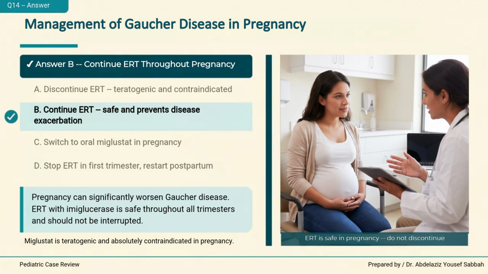Pregnancy can significantly worsen Gaucher disease, with risks including worsening cytopenias and bleeding complications. Enzyme replacement therapy with imiglucerase is considered safe throughout all 3 trimesters and should not be interrupted in a patient who is already well controlled. It is important to note that miglustat is teratogenic and is absolutely contraindicated in pregnancy, so switching to it would be unsafe. The correct approach is to continue the established enzyme replacement therapy, which protects the mother from disease exacerbation while remaining safe for the pregnancy.